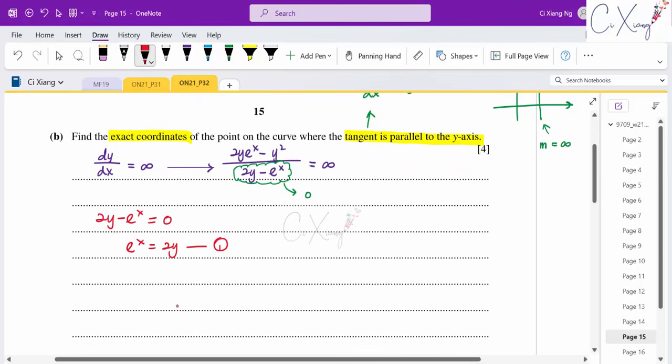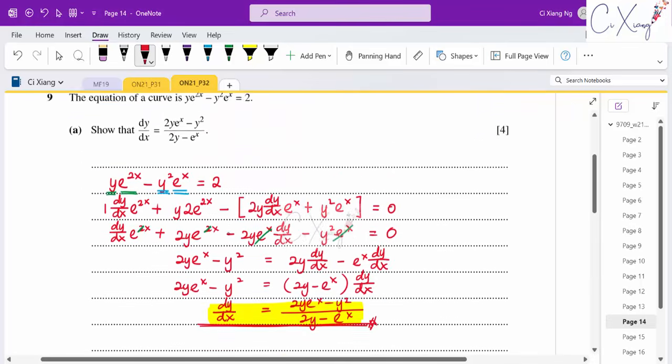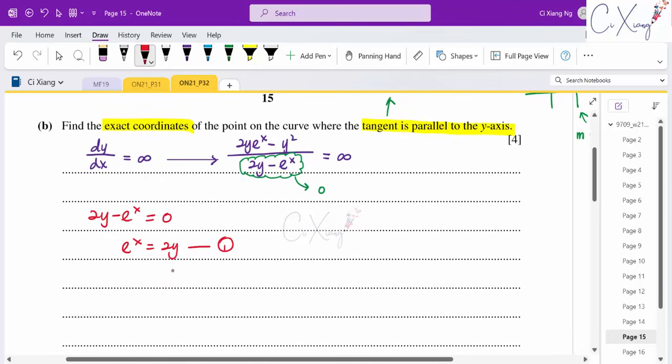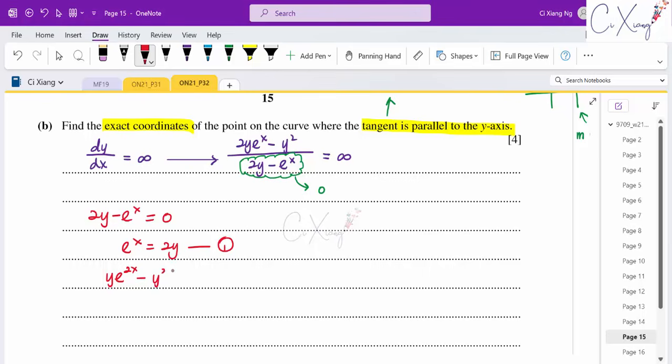Again, I have to substitute it into the original equation we had just now, the original curve. So I rewrite again. My original curve is basically y e power 2x, then minus y squared e power x equals to 2. So this is my original equation, and this is the equation that I get from dy dx. To get the coordinate for x and y, I have to solve them simultaneously. So I will substitute the first equation into the second one.